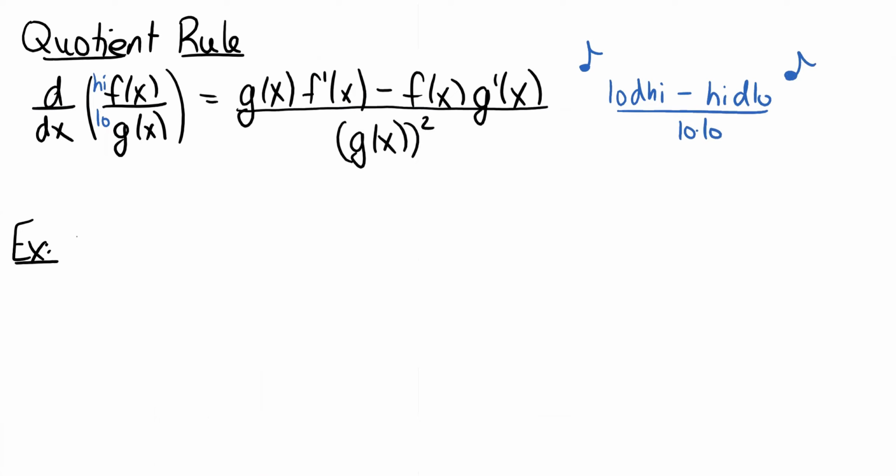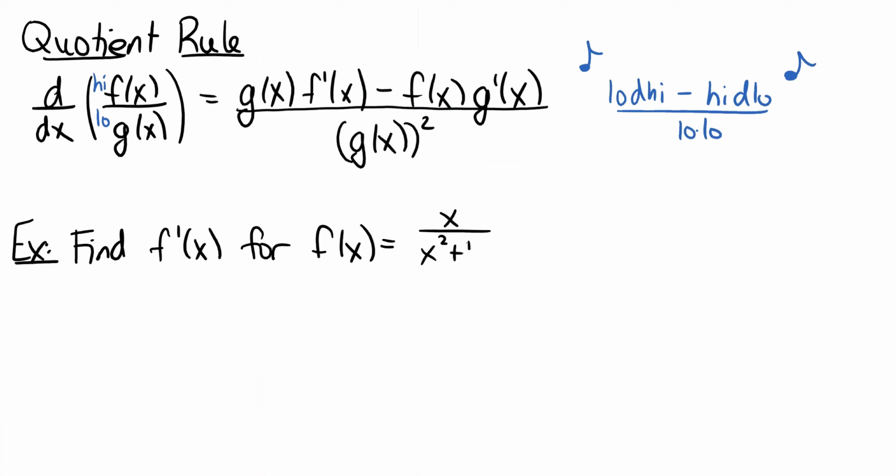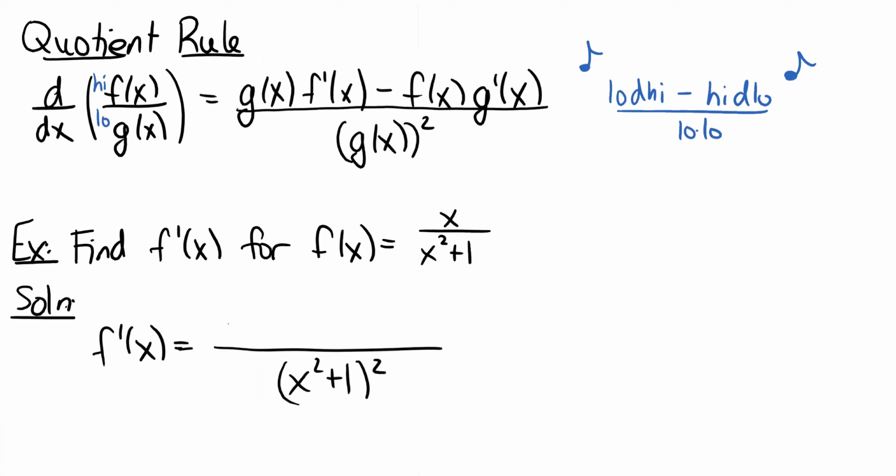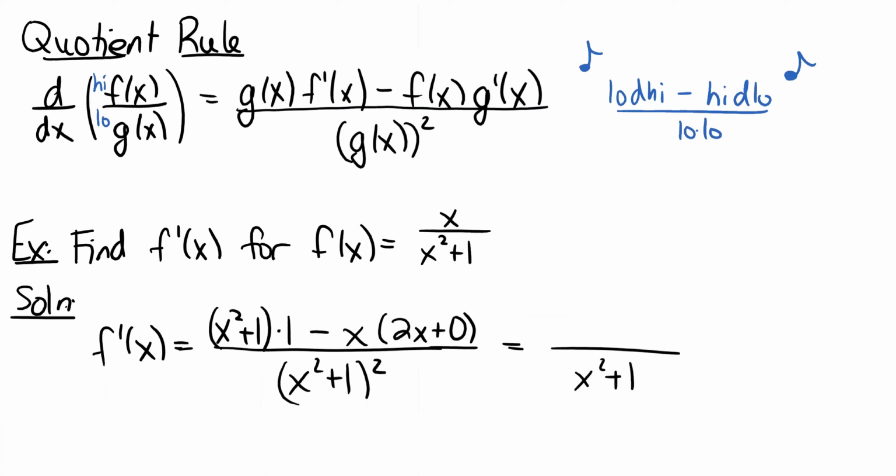Let's do an example. Let's find f prime of x for f of x equals x over x squared plus 1. One way I remember to do this correctly is I take care of the denominator first. The denominator will be x squared plus 1 quantity squared. In the numerator, we start with the bottom part of the function, so I write that right away. Then I take the derivative of the top, then do minus top times the derivative of the bottom. So I get x squared plus 1 minus 2x squared over x squared plus 1 quantity squared, which can be simplified if you want.